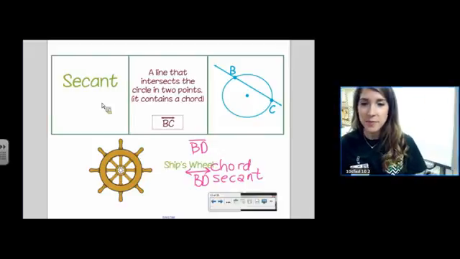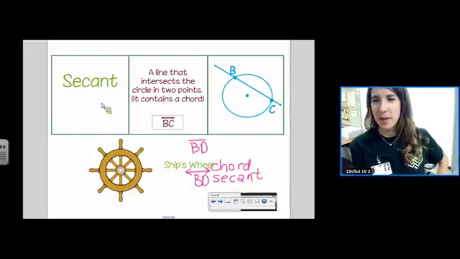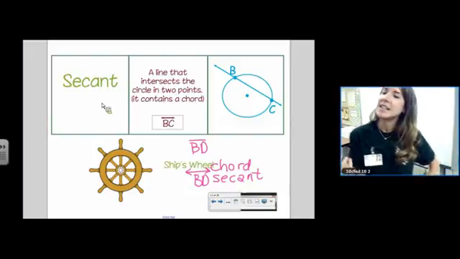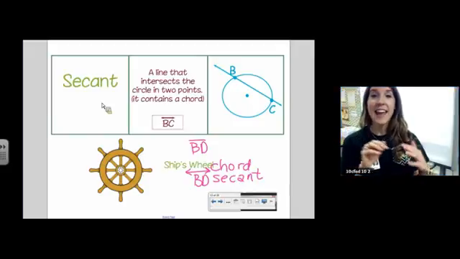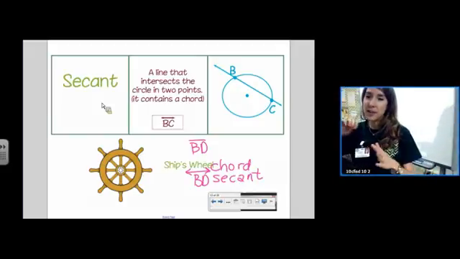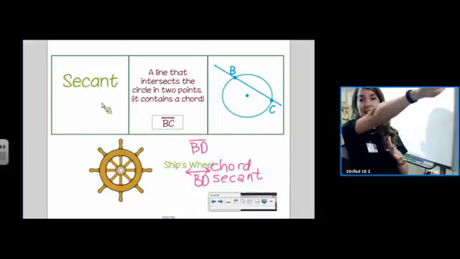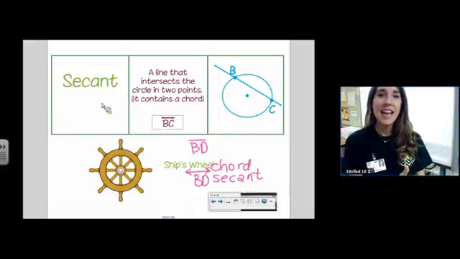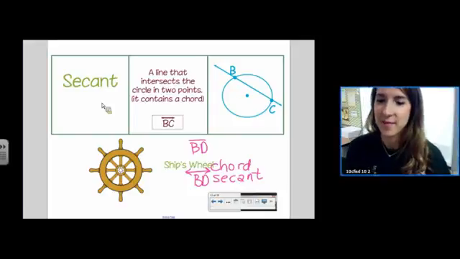Another way some people like to remember the difference is secant, like "I can't see," and a secant goes on forever, so I can't see the end of it.